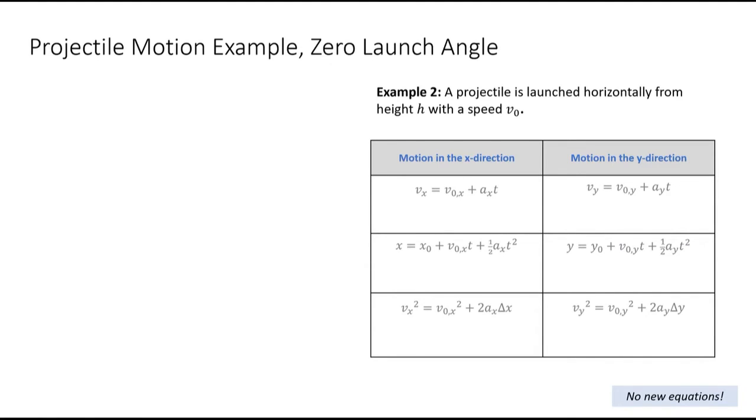Okay, now let's go ahead and look at another classic example here. So here's our problem statement. A projectile is launched horizontally from height h with speed v naught. All right, so what can we pull out of that problem statement? Let's do some more practice with that.